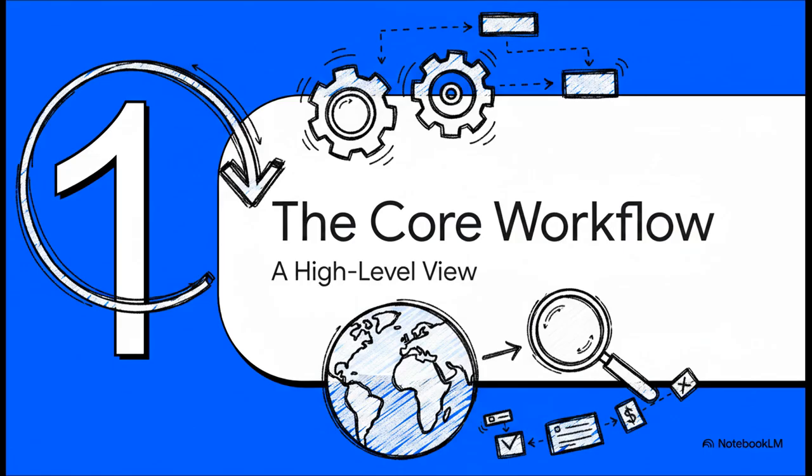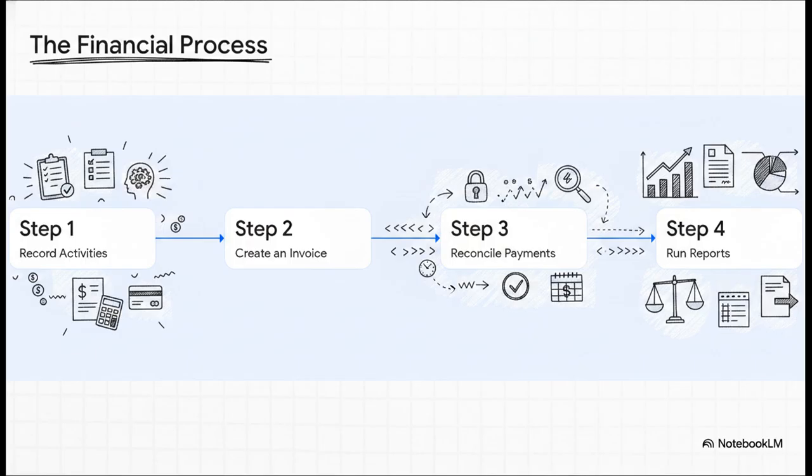All right, before we get into the nitty-gritty, let's just zoom out for a second. If you can get your head around this basic flow, everything else we talk about is going to click into place so much easier. It really all boils down to these 4 actions. First, you record what happened. Then, you invoice for it. After that, you track the payment. And finally, you run reports to see how everything is going. That's it. This simple cycle takes you all the way from a patient visit to a full financial summary.